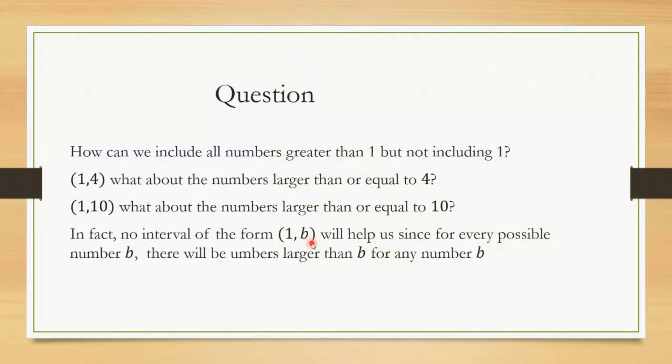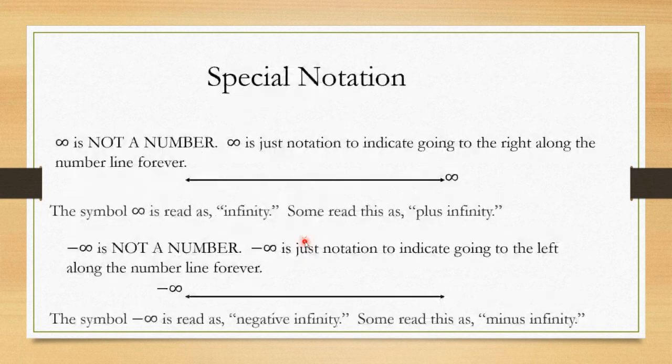So again, we want to include everything to the right of 1, all numbers bigger than 1, not including 1. Nothing like this is going to work where B is any number. And this is why we have special notation as here. We have this new notation here. It looks like a figure 8. It's not a number, okay? It's not a number.